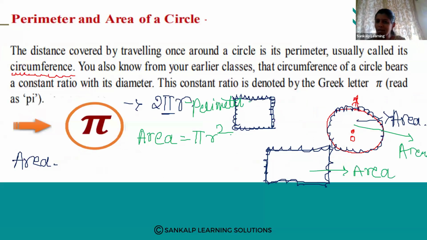And perimeter. Perimeter means what? It is the length of the boundary. The length of the boundary of a circle we call the perimeter, the outer portion. And the inner portion, the part inside, we call the area.